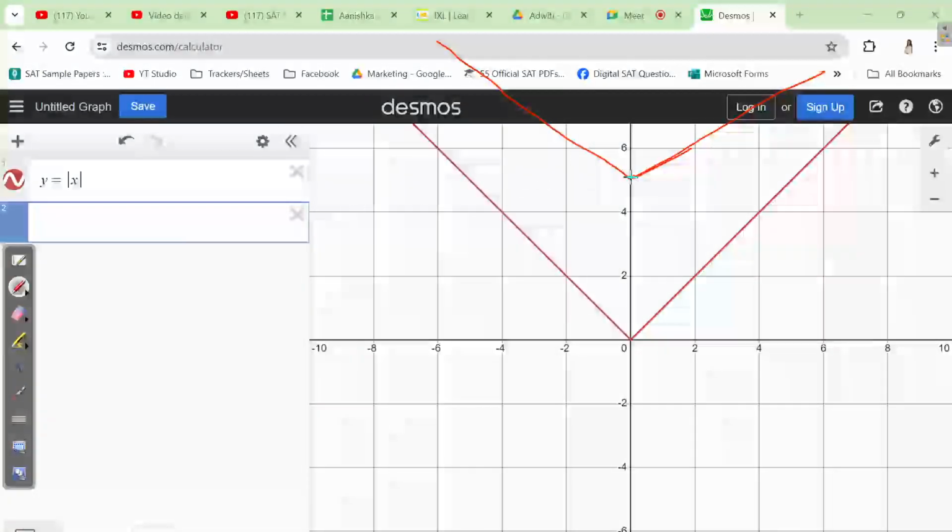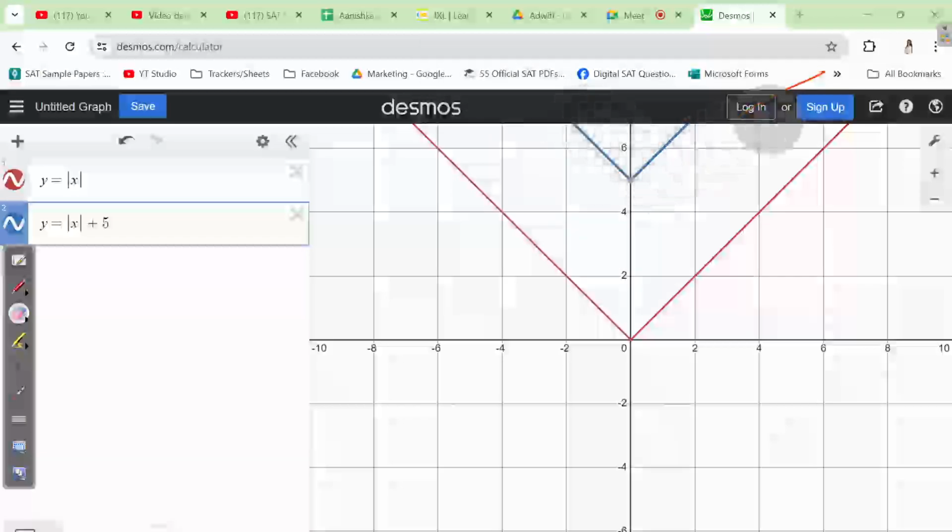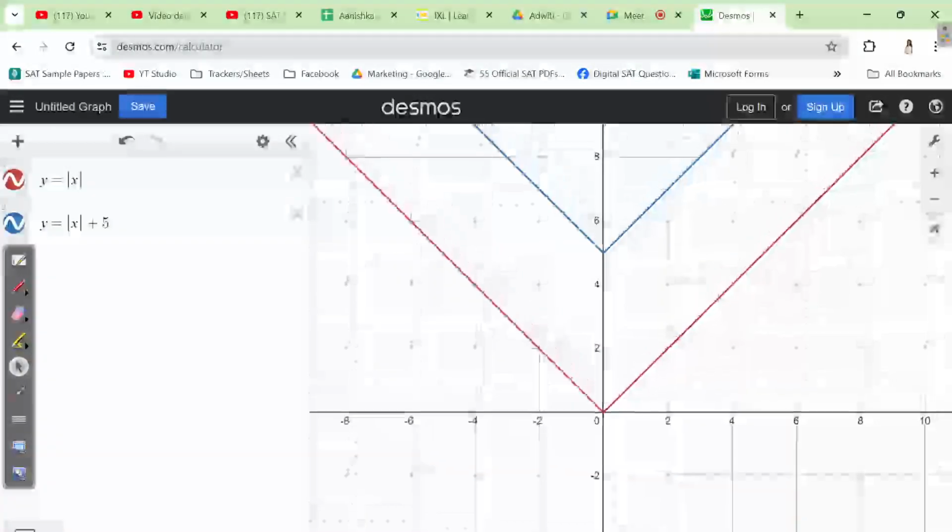To add 5. No, I shouldn't. Yes, put x and then I close the two lines. And then outside the absolute values, plus 5. So by doing this, the graph shifts up by 5 units.